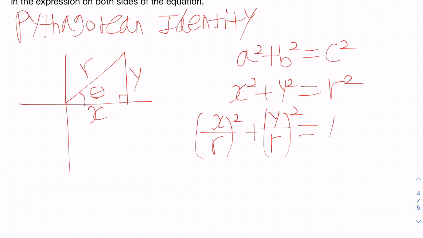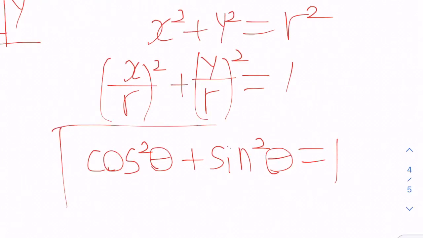Now, what is x over r? Well, x over r is cosine. So this can be written as cos squared theta. And what's y over r? It is sine of theta. So this will be sine squared theta equals 1. So this is one of our identities, which is cos squared plus sine squared is equal to 1.